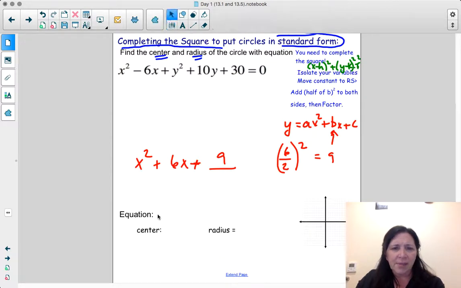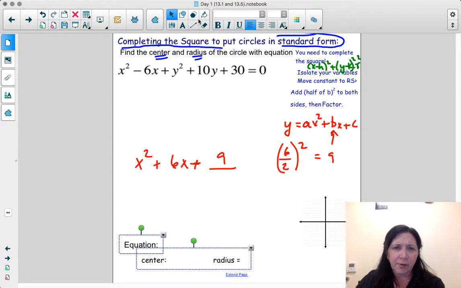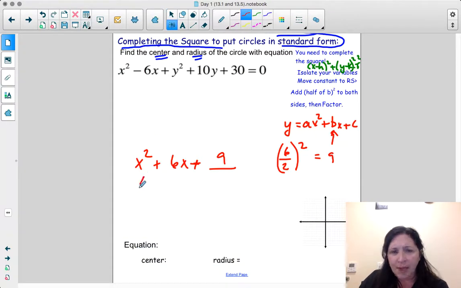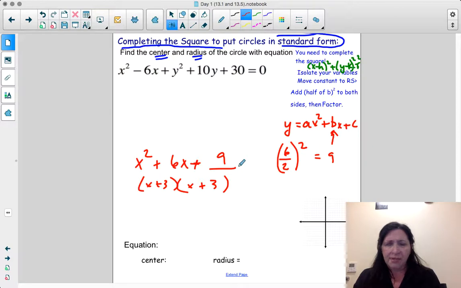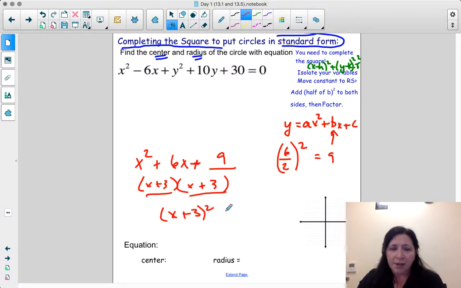Now, what makes this kind of cool, and I'm going to move this stuff down for a minute, is that when I factor this, and it is a trinomial, and I do have both pluses here, so this is going to be plus and plus. X times x is x squared. 3 times 3 is 9. By completing the square, you have forced this to be a perfect square. And so what that means is these two terms here are going to be the same, and so you can rewrite them like this, as a quantity squared.